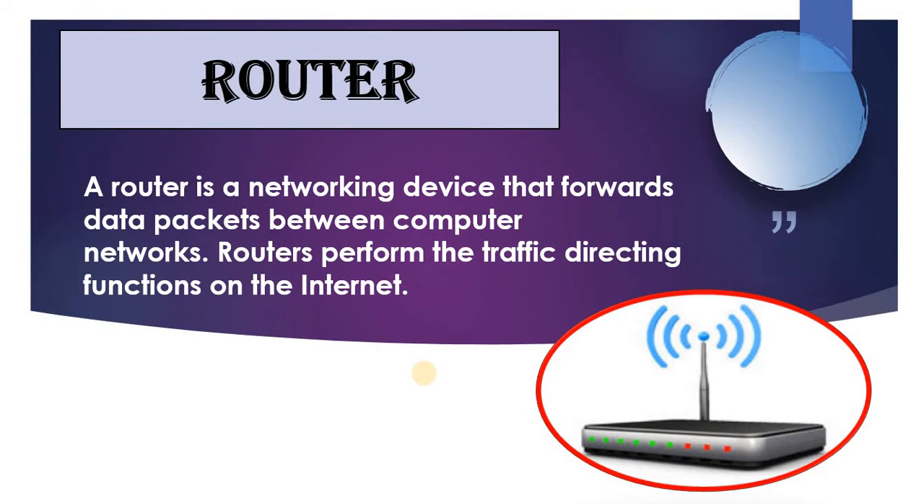Now what is a router? A router is basically a networking device that forwards data packets between computer networks. It behaves like a traffic sergeant. Okay, it regulates the traffic between the networks, and it also helps us find out which route is best for sending packets from one device to another.